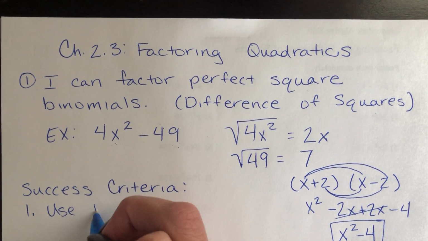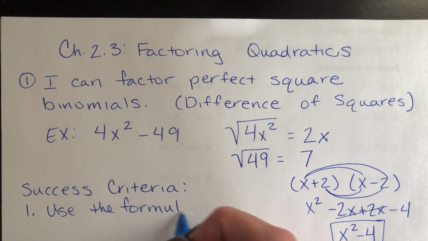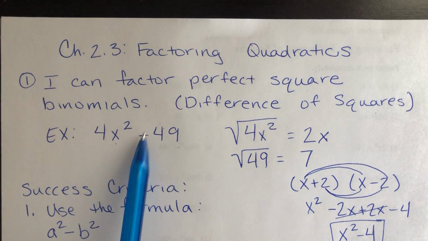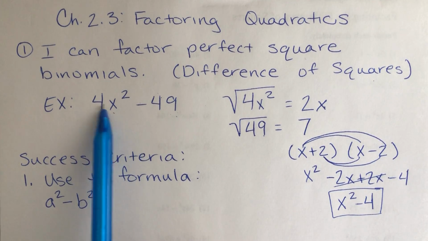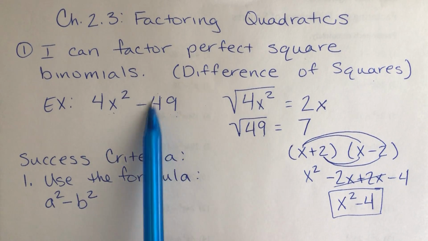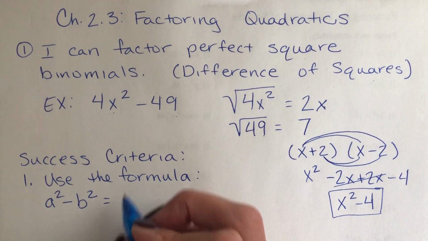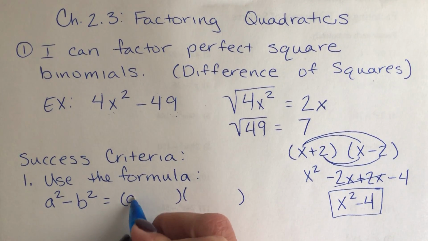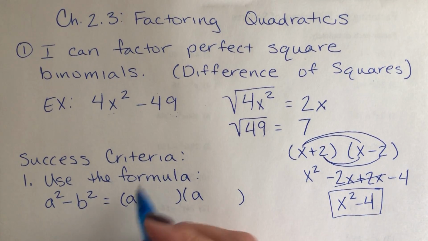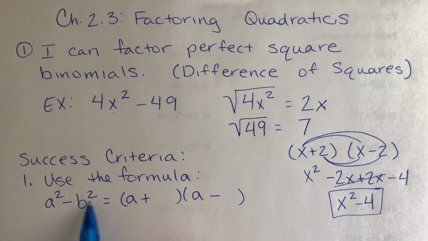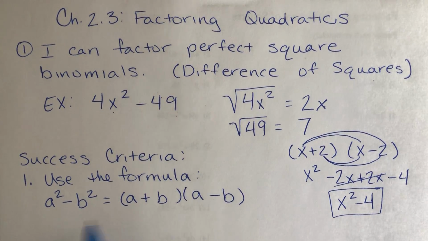We're going to use the formula. We're starting with a squared minus b squared. In this problem, our a squared term would be this 4x squared, and our b squared term would be this 49. So here's our a, here's our b. Then it's going to break down like this, and this is true every time. You take the square root of a squared and you put it here. Your signs are always plus and minus, always plus, minus. Then the square root of the b squared term goes here. So there's the formula. That is important to know.